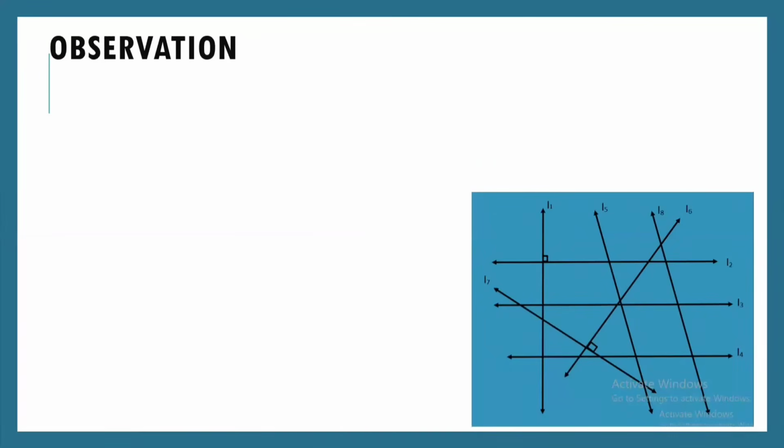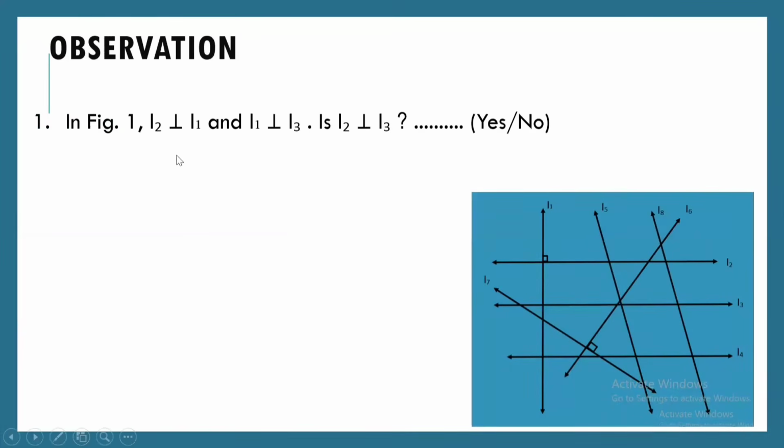Come to the transitive relationship. L2 is perpendicular to L1 and L1 is perpendicular to L3. Does it imply that L2 is perpendicular to L3? Let us check. I know that L2 is perpendicular to L1 and L1 is perpendicular to L3. Does it imply that L2 and L3 are also perpendicular to each other? No, clearly I can say they are not intersecting, rather they are parallel to each other. So I write here, no.